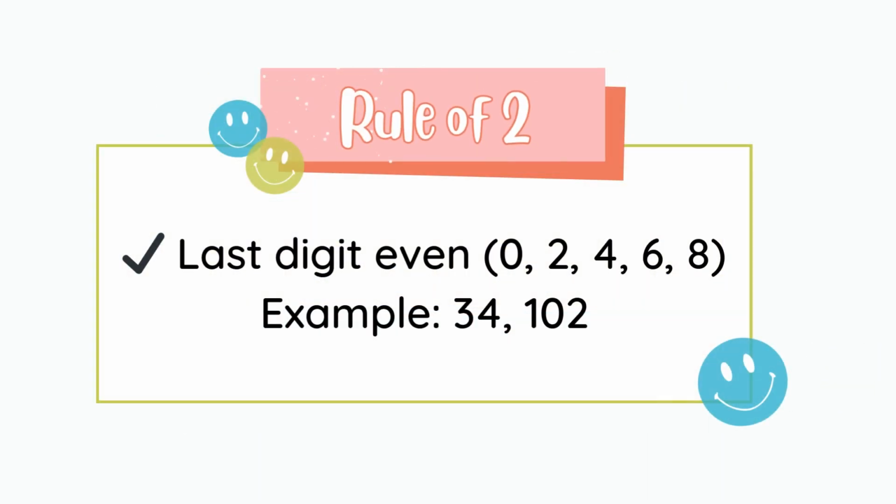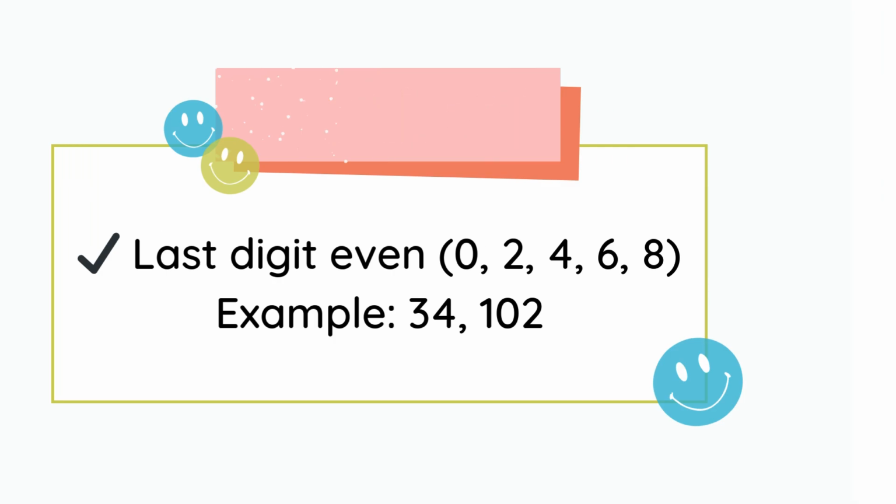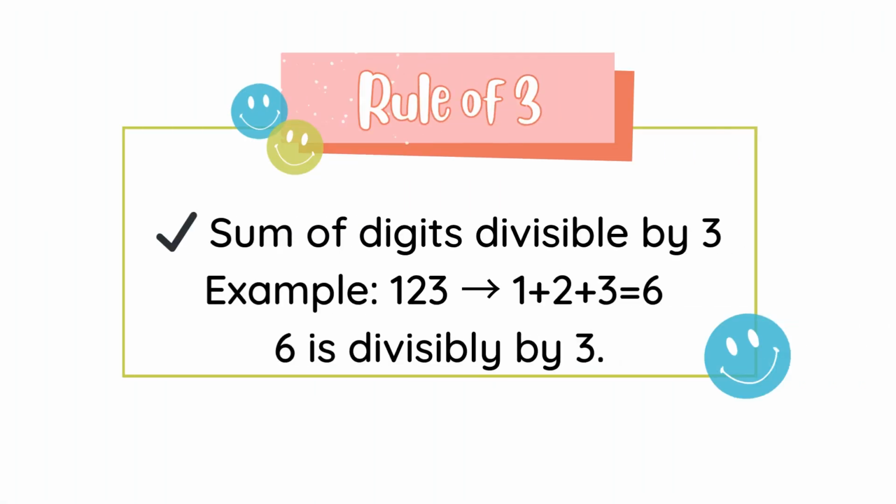A number is divisible by 2 if its last digit is even. For example, 34 and 102. A number is divisible by 3 if the sum of its digits is divisible by 3. For example, 123 gives 6, so it works.